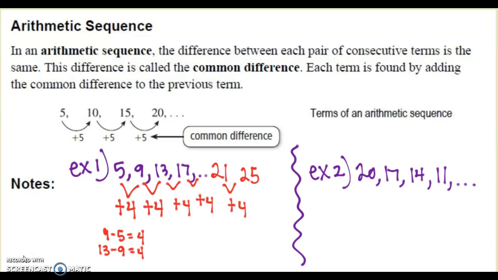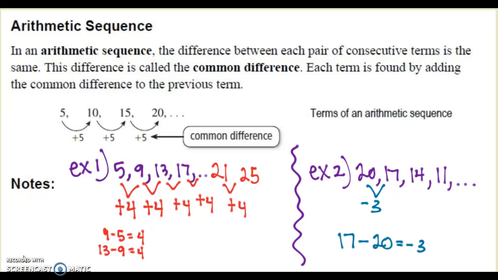For my second example, if I want to find the common difference, starting with 20, I'm decreasing in value, I go to 17, decrease again. So now my common difference is going to be a negative number, or we can look at it as we are subtracting. What number am I subtracting? If I'm unsure, I can take the second number and subtract the first number, and that's going to give me my common difference of -3.